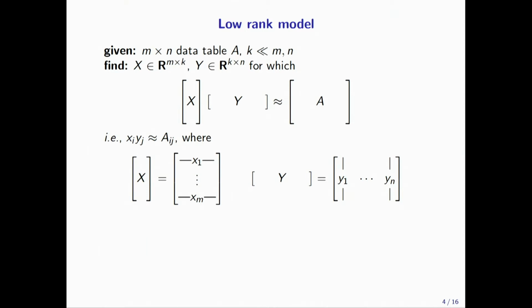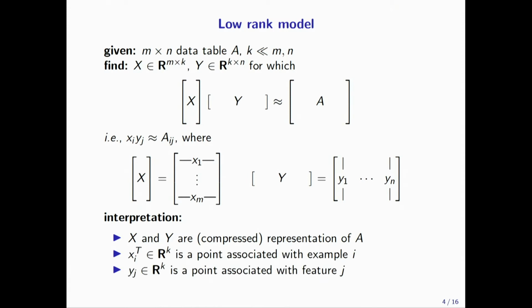So that's strange. But if we could figure out what squiggly equals should mean, my argument is that it would be really great. Because what it means is that we've got a compressed representation for our data table A. X and Y are smaller than A. They're numeric, and they're, in this sense, approximately equal to A.